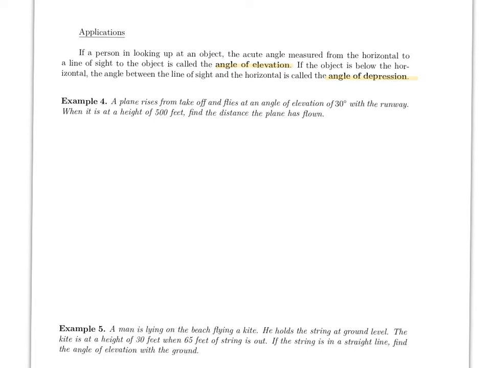So let's take a look at an example together. Example 4, a plane rises from takeoff and flies at an angle of elevation of 30 degrees with the runway. When it is at a height of 500 feet, find the distance the plane has flown. Okay, so I'm going to sort of draw this out.